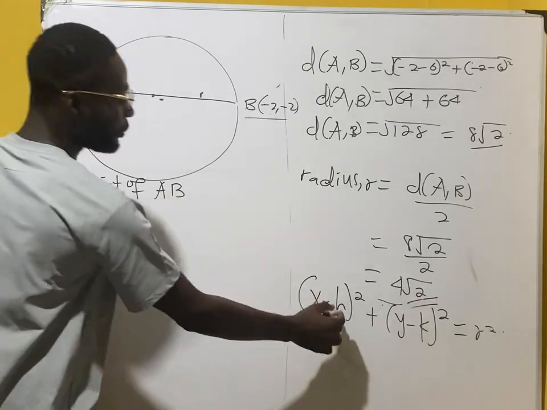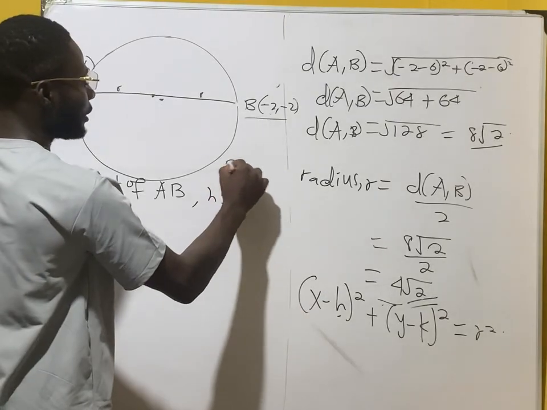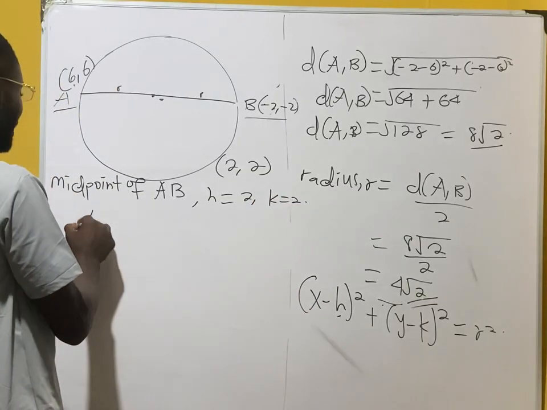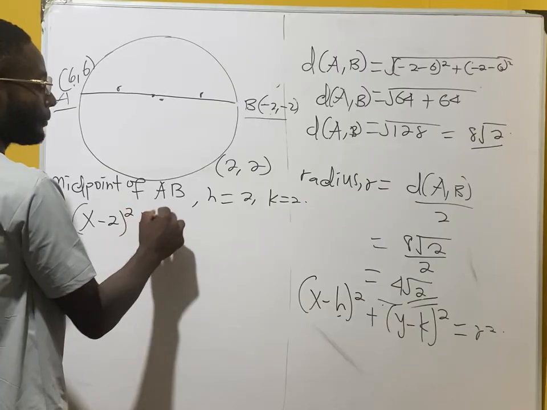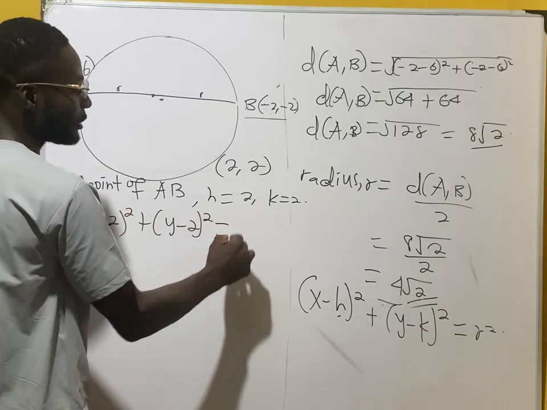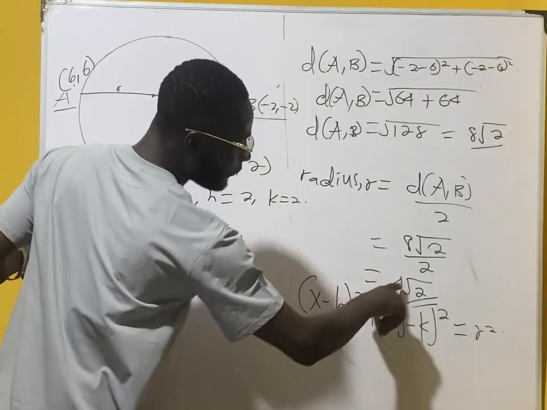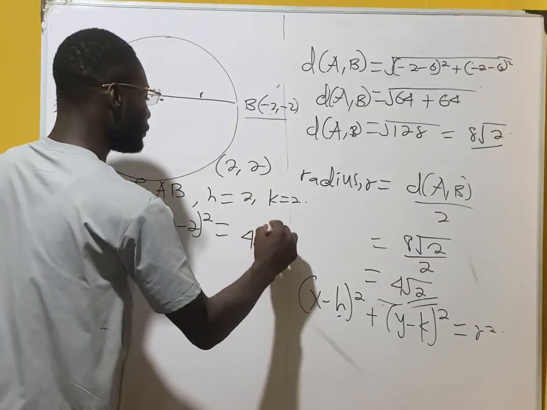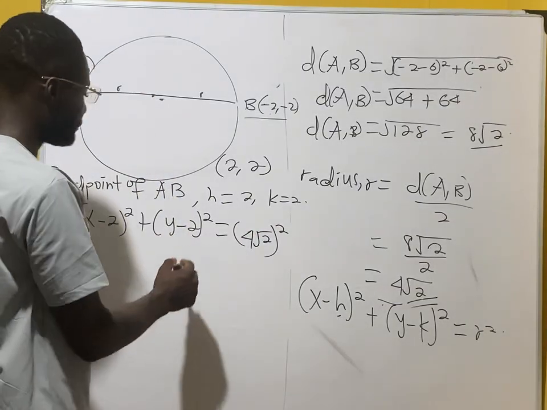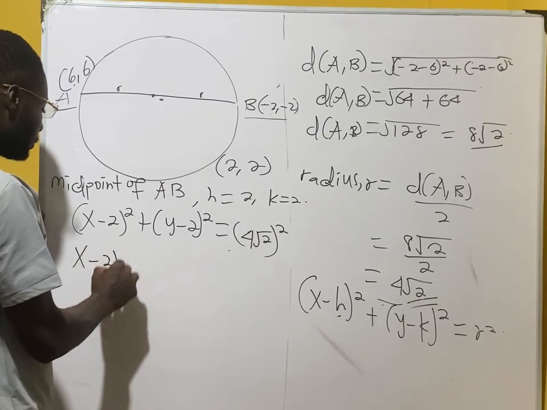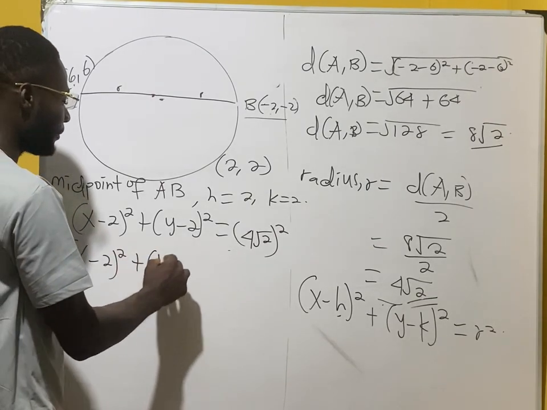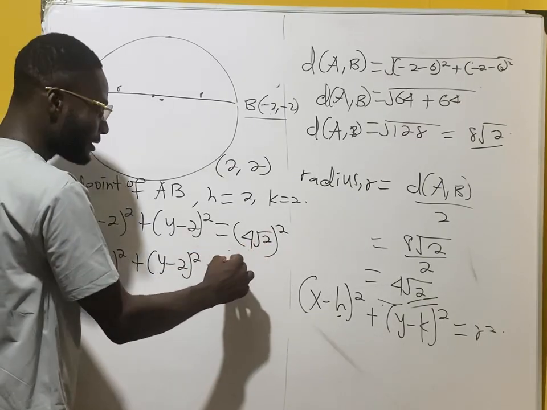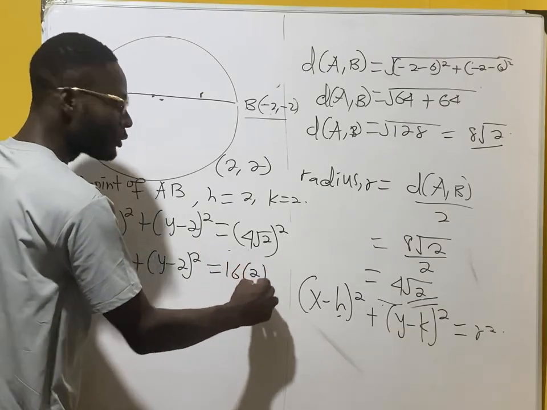We know that our midpoint, which is h and k, is going to be 2 and 2, right? So we have (x minus 2) all squared plus (y minus 2) all squared equal to 4 square root of 2 all squared. So this is going to be (x minus 2) all squared plus (y minus 2) all squared equals, this squared is going to be 16 times 2, right?